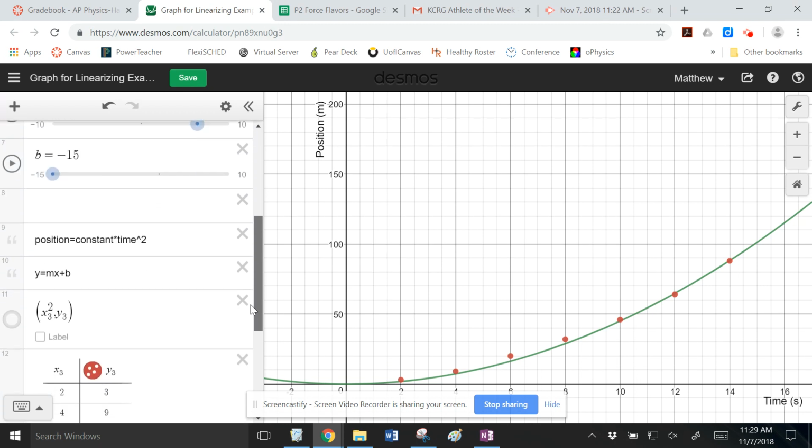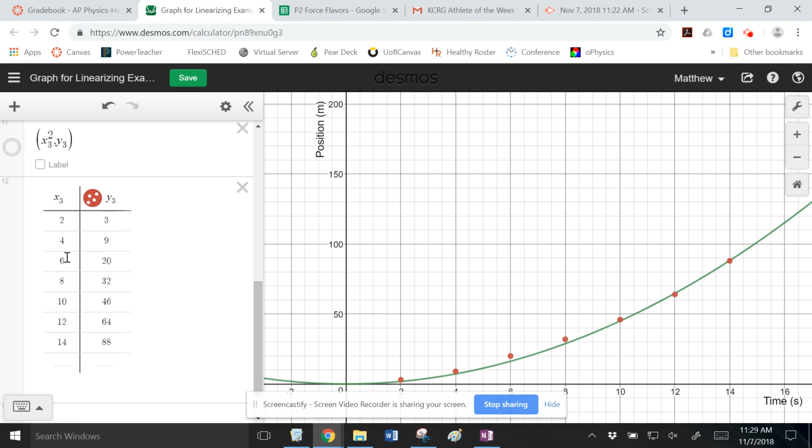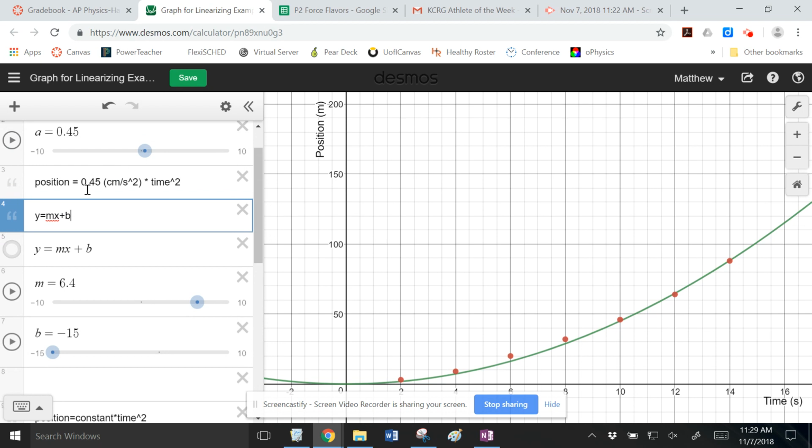So if we go down here, that's already been put in here. This data set was x3 and y3. So here, this is a command line that's telling it to plot x3, which would be time squared, and then y3, that would be the positions. So if you look down here at the data table, just to remind yourself, the times 2, 4, 6, 8, 10, we were marking the position every 2 seconds. These are the positions. And again, based on my equation, position equals 0.45 centimeters per second squared times time squared. I want to compare that to the equation of a line, y equals mx plus b. Position is y, m is that thing, x is time squared.